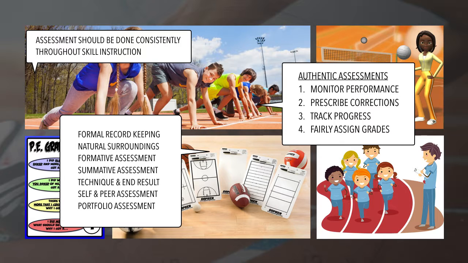Authentic assessments can also be used when assessing a student's technique and their form in performing a particular skill. And this is called the technique and end result, or technique, form, and end result. So to address the subjectivity, and that's when a teacher uses their own personal judgment or bias or opinion as to whether or not a student has accomplished a skill objective, the technique end result assessment should be done using a rubric.